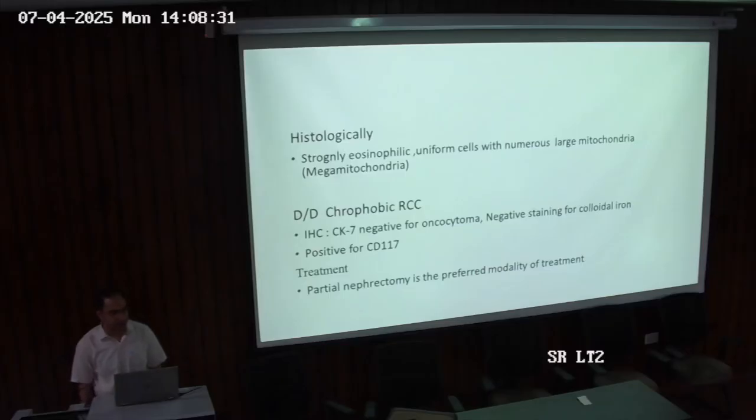So treatment is partial nephrectomy. Why is partial nephrectomy preferred? Because it is a benign tumor. So for benign tumor the usual preferred approach is partial nephrectomy. Keep in mind there is colloidal iron staining for renal cell tumor, CK7 positive for chromophobe RCC, and CD117 positive for oncocytoma. These are all important, this all matters, theory matters.